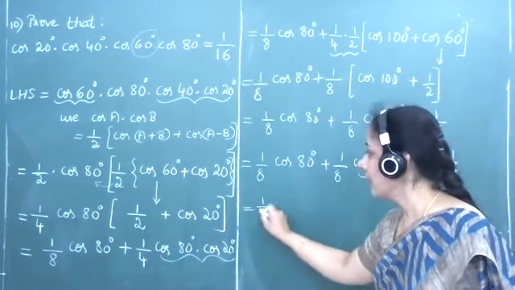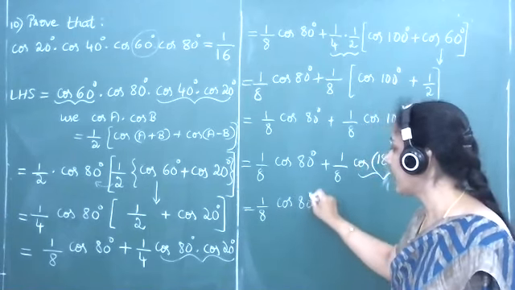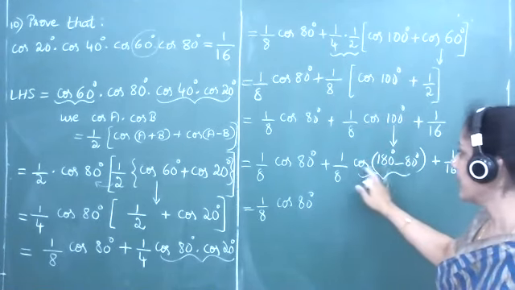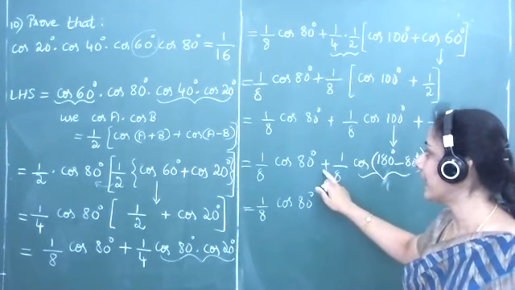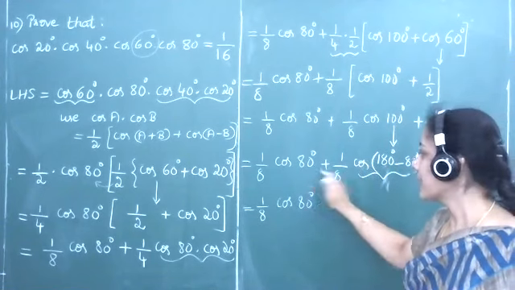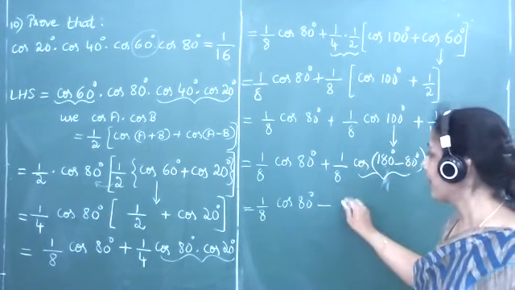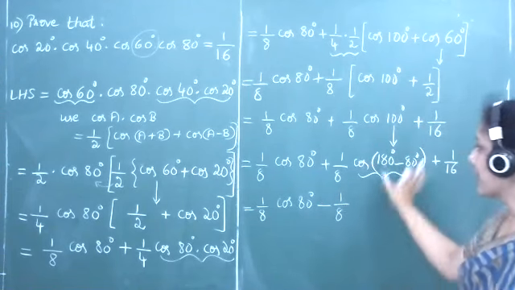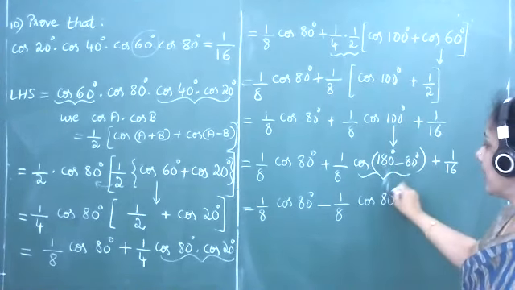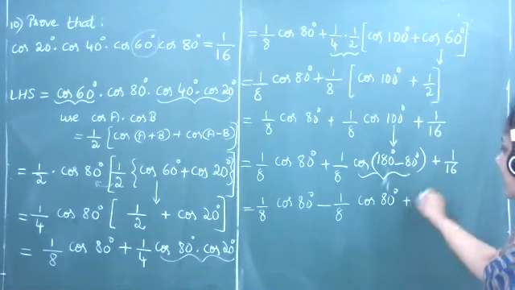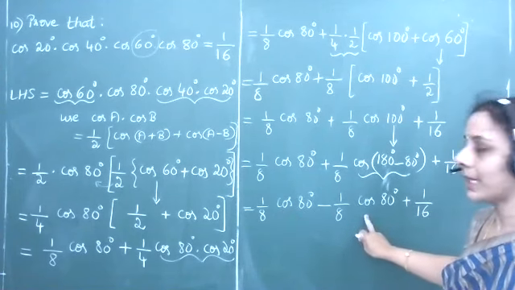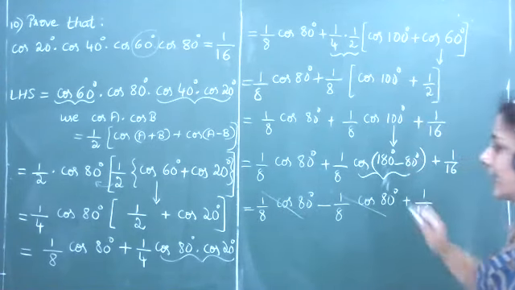So what do I get now? 1 by 8 into cos 80 degrees. Cos of 180 minus 80 belongs to the second quadrant. In the second quadrant, cos is negative. That negative sign I shall merge with the positive sign here. I shall multiply. Minus into plus has to give me a minus. Coefficient 1 by 8, keep it as it is. 180 minus theta for cosine angle will become minus cos theta, and here theta is nothing but 80 degrees, plus 1 divided by 16. 1 by 8 into cos 80 degree minus 1 by 8 into cos 80 degree.